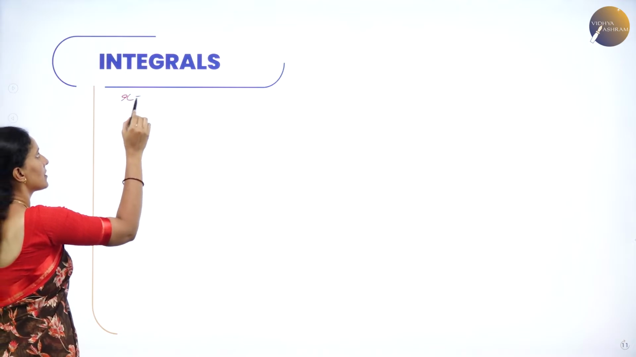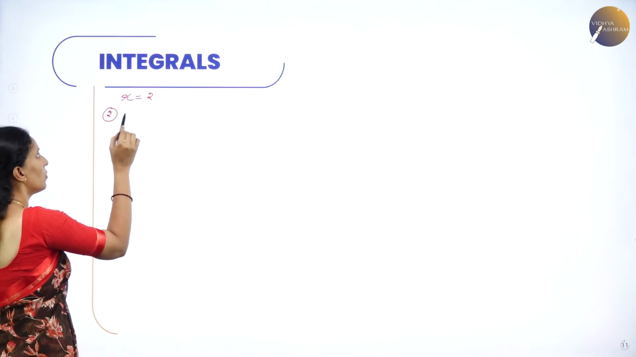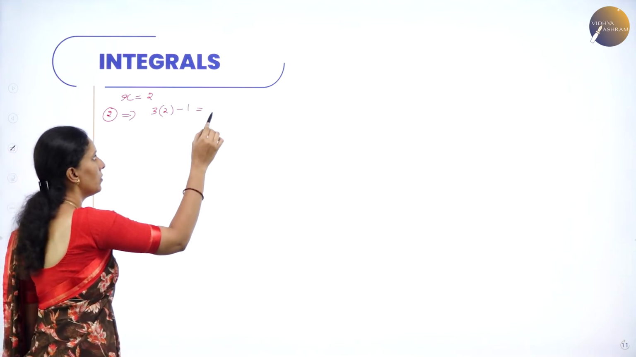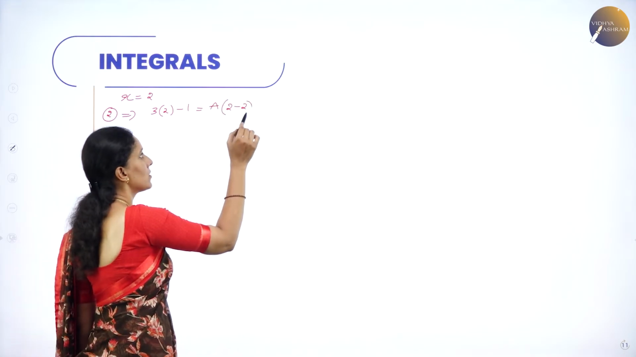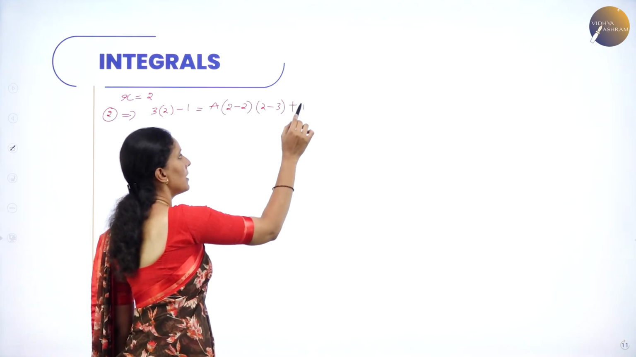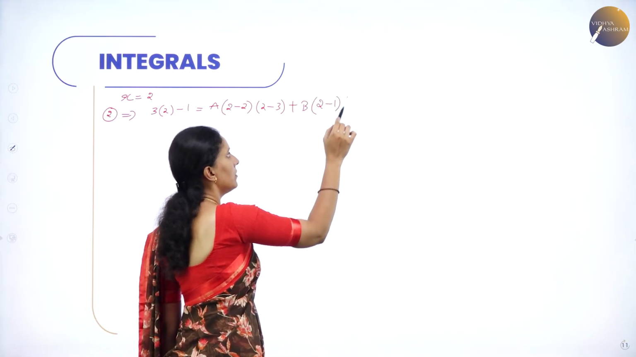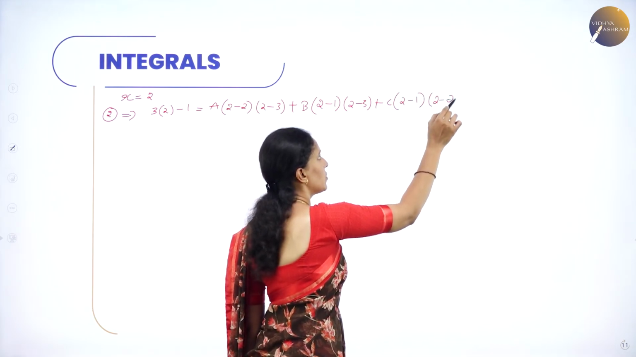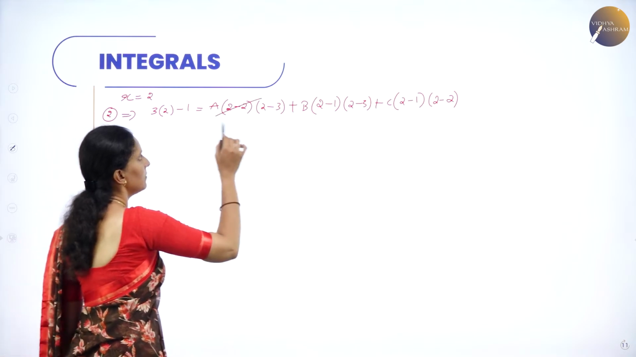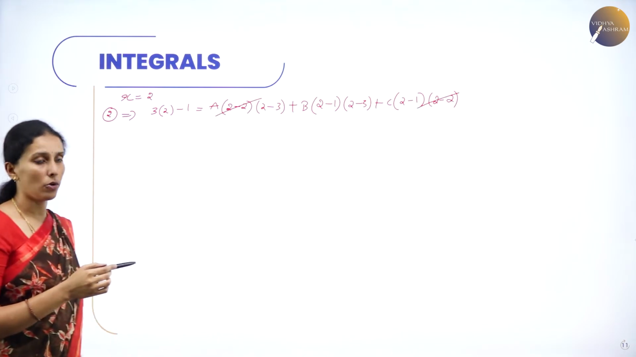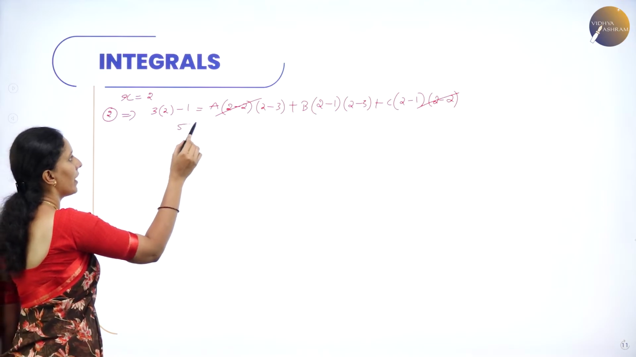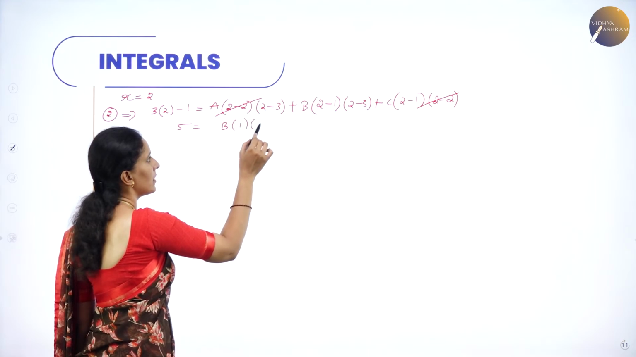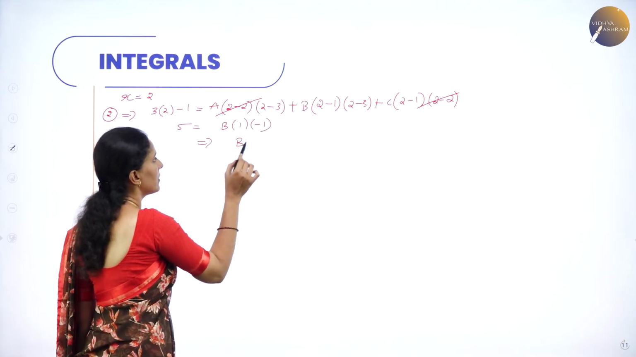So next, x is equal to 2. Therefore equation 2 implies 3 into 2 minus 1 is equal to a into 2 minus 2, 2 minus 3, plus b into 2 minus 1, 2 minus 3, plus c into 2 minus 1, 2 minus 2. So clearly the first term and the last term cancel because they become 0. Now here we have 6 minus 1, 5, equals b into 2 minus 1, which is 1, into 2 minus 3, which is minus 1. So this implies b is equal to minus 5.